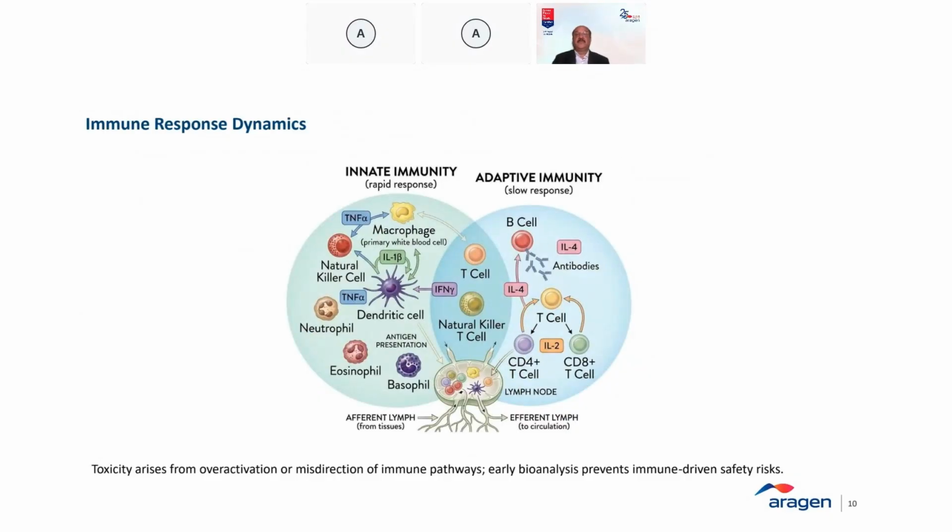This cartoon shows the intricacies of immune response. When the antigen comes into the milieu, it is presented by a dendritic cell, called an antigen presenting cell, and then it moves through T cells and B cells to create antibodies. The initial part of the response is innate immunity, which is a rapid response, and it is transient. While the adaptive immunity is a slow response, and it persists and gives long-term protection. To assist this, there is a lymphatic system which hosts the cells and allows these interactions, as well as helps these cells move around our body. So the toxicity arises from overactivation or misdirection of these immune pathways, and early bioanalysis prevents immune-driven safety risks.